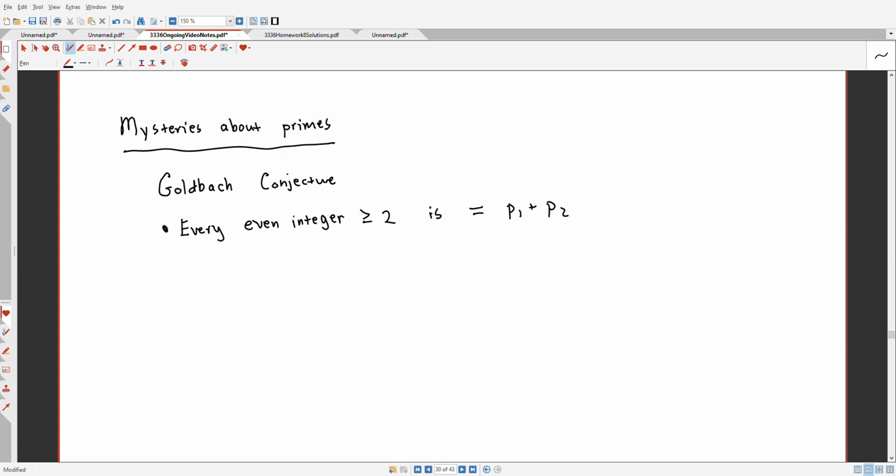No one knows if this is true yet, although it's been proved for, I think billions of even integers. They found a way to write this, right?